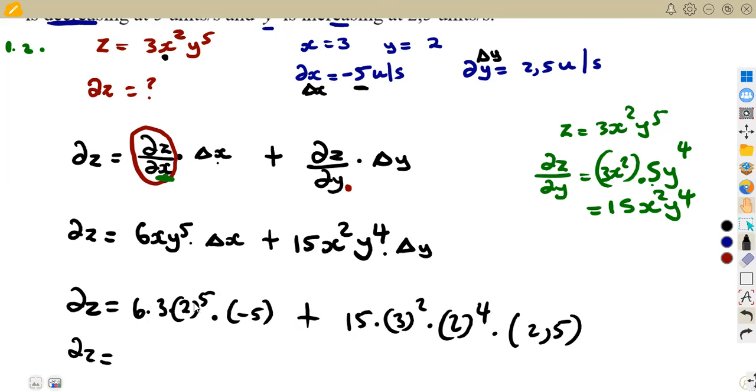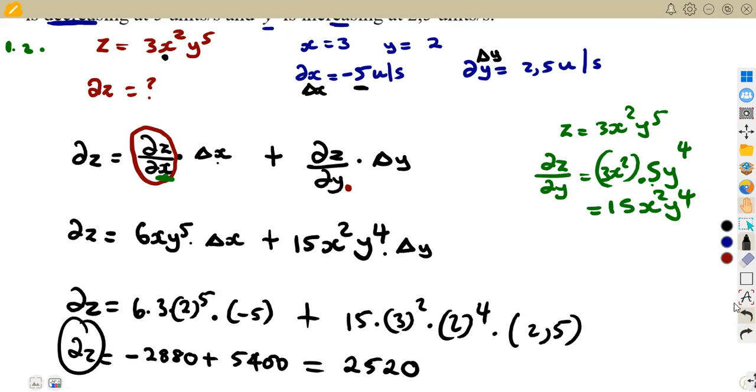If you simplify this properly, the first part gives -2,880, plus the second part, which simplified properly gives 5,400. So this will give us at the end 2,520. Remember, this is a rate of change, and like I said, a rate of change is in units per second. So this is going to be units per second, or you can just write U per second.